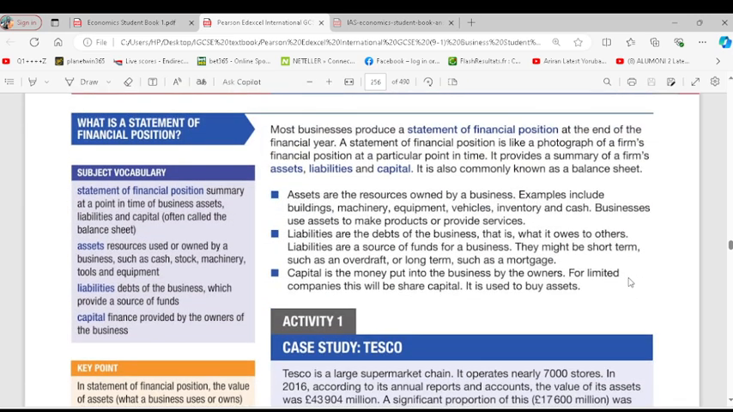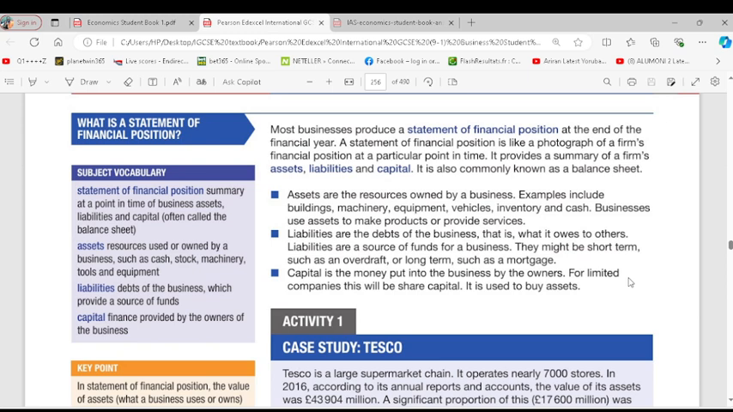What is a statement of financial position? Most businesses produce a statement of financial position at the end of the financial year. A statement of financial position is like a photograph of a firm's financial position at a particular point in time. It provides a summary of a firm's assets, liabilities, and capital. It is also commonly known as a balance sheet. Like I said earlier, it is a summary. It's information about a firm's or a business's assets, liabilities, and capital.